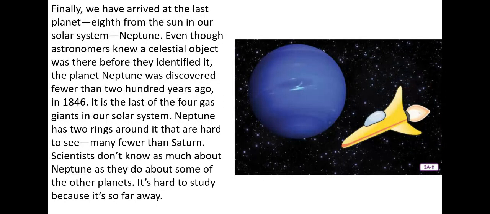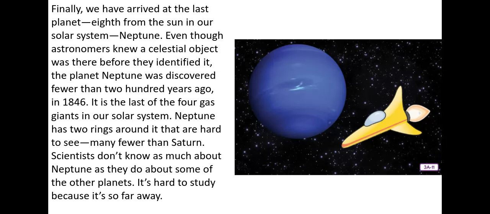Finally, we have arrived at the last planet, 8th from the sun in our solar system, Neptune. Even though astronomers knew a celestial object was there before they identified it, the planet Neptune was discovered fewer than 200 years ago in 1846. It is the last of the 4 gas giants in our solar system. Neptune has 2 rings around it that are hard to see, many fewer than Saturn.